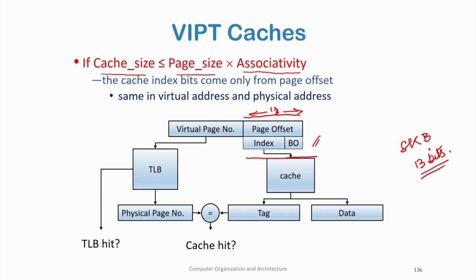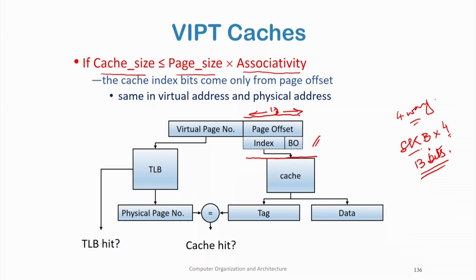And then let us say it is a 4-way set associative cache. Then the size of the cache is 4 into 8 KB. Okay, 4 into 8. So now what happens? 4-way set associative means that I only need to identify the set in the cache. Using these 13 bits, I will be able to find the set in the cache, and all the 4 blocks within this set will be searched in parallel to find a cache hit.